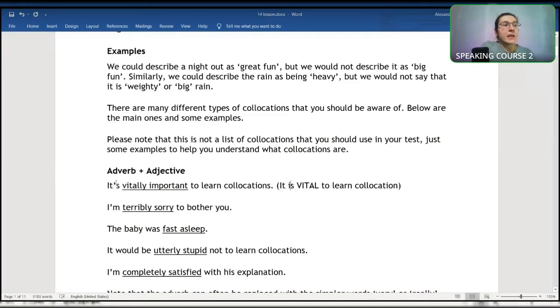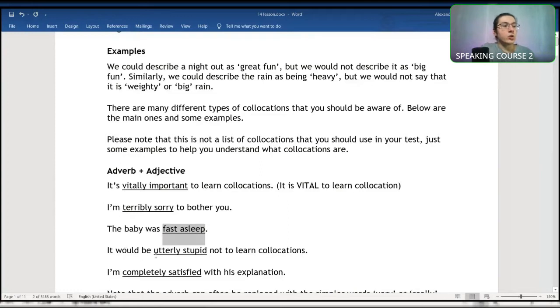But in this case, it's vitally important to learn collocations. And this sounds a lot more weighty. It sounds a lot more heavy. Like vitally important means it's very, very important. But it's better than saying very important. I'm terribly sorry. Great collocation. The baby was fast asleep. Fast asleep is, by the way, another collocation that is just very popular, but it doesn't really make sense when you think about it, but also it makes sense because native speakers say it.